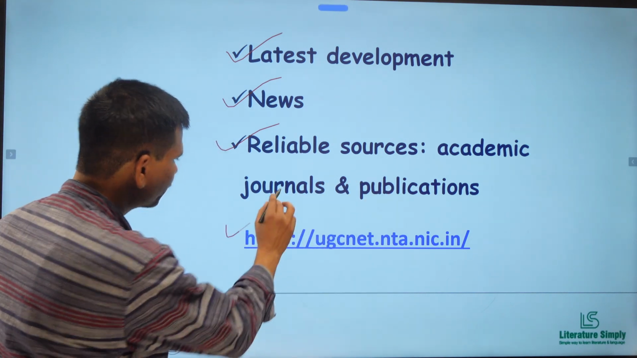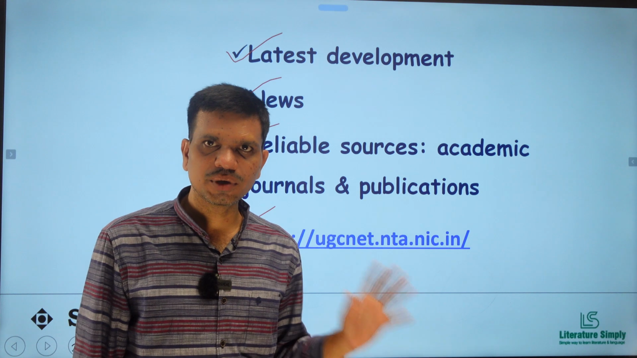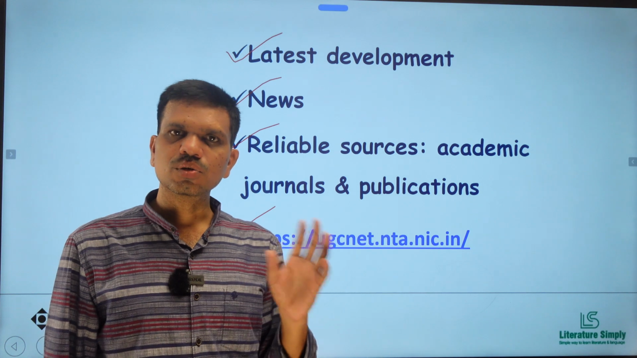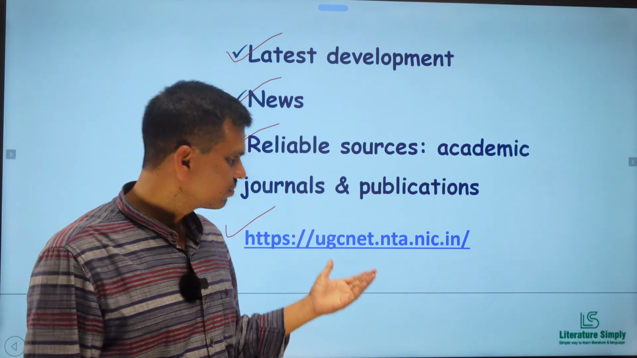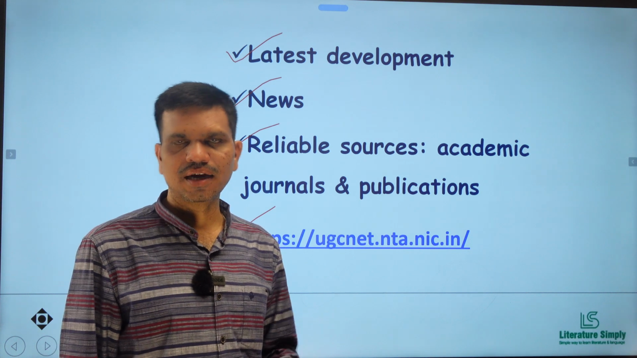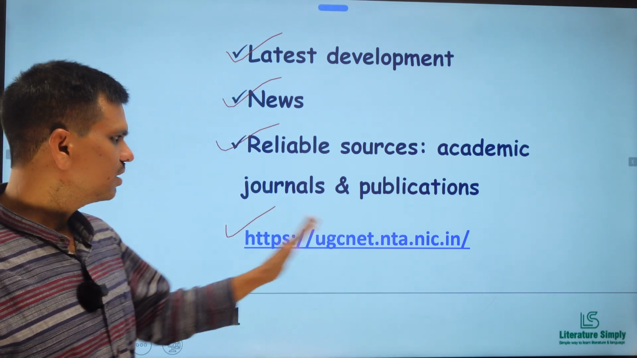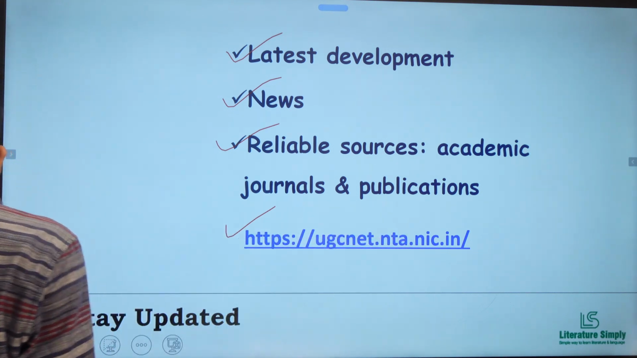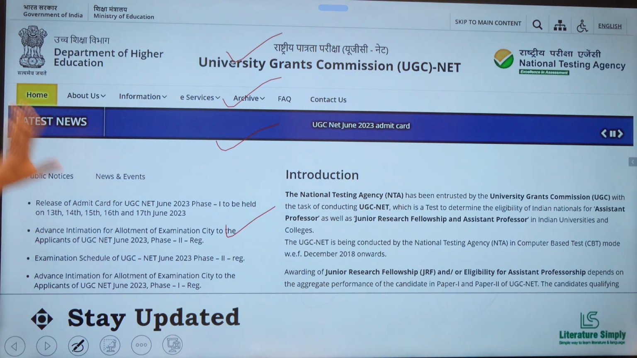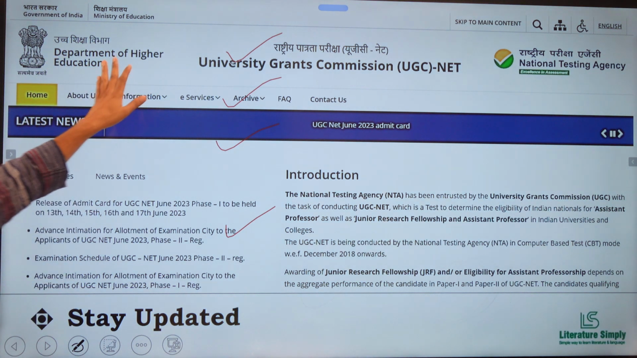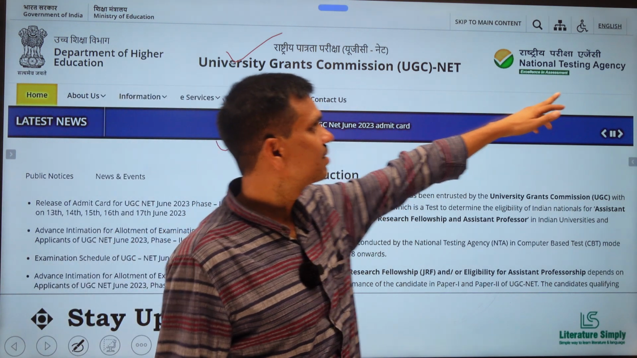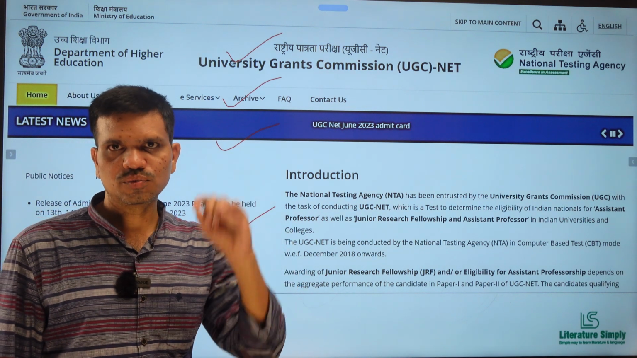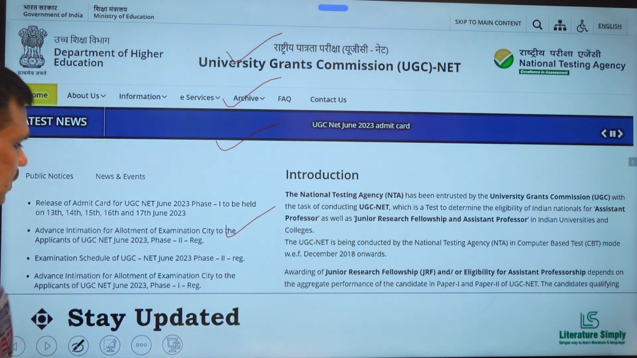And here is the website of UGC NTA, where you find all the information. Here you have to fill up your form, and they allot you the hall ticket or admit card, and you have to download this admit card from the website, that is ugcnet.nta.nic.in. And here is the screenshot of this website. Here you see Department of Higher Education and National Testing Agency. This kind of website you will find if you type ugcnet.nic.in. You will get this picture.